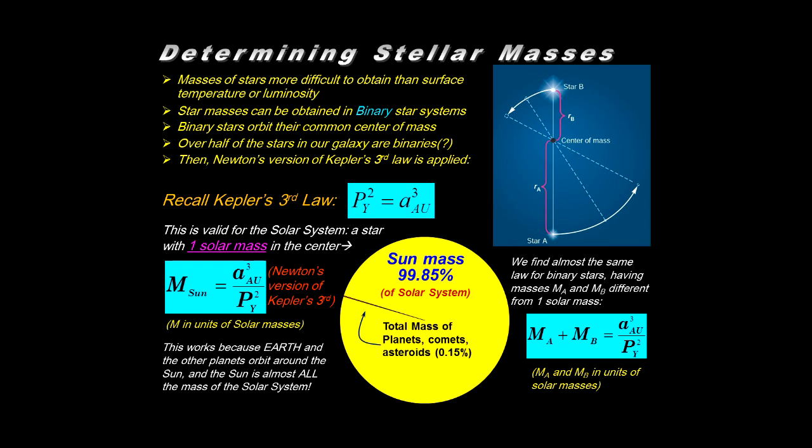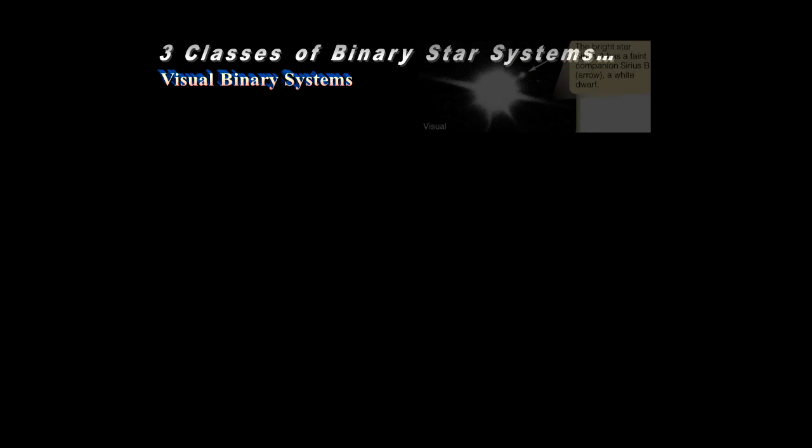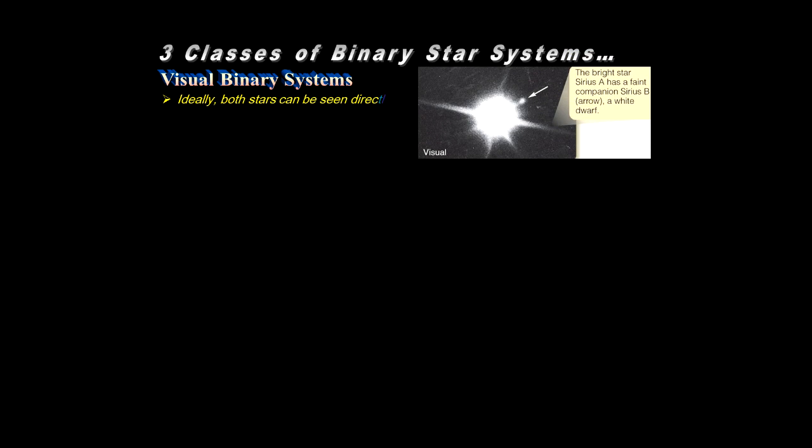In some cases, they can actually get the masses, because if you know the total mass of the system, and you get that the sum of the masses is this, then you can get the mass of each particular one. So that's a very useful, very powerful tool. So binaries give us information about the mass.